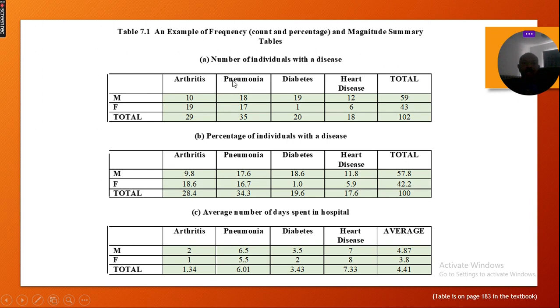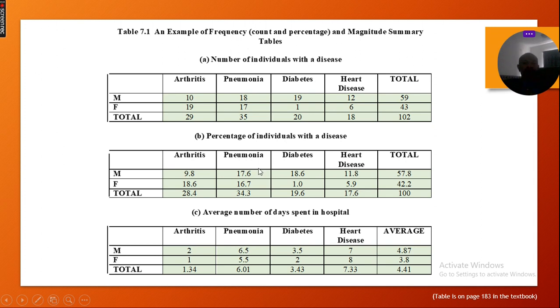Total arthritis 29, total for pneumonia is 35, so you can see this is a summary table because it has rows and columns. This is a summary table, macro database. Okay, then the B is percentage of individuals with the disease. You can see this data is de-identified and anonymized. The names of the owners are not here. Their addresses are not here. Their zip codes are not here. Their social security numbers are not here. So this data can be used for research purposes, because we have de-identified the data. We've removed the names, the addresses, zip codes, and even the social security numbers.